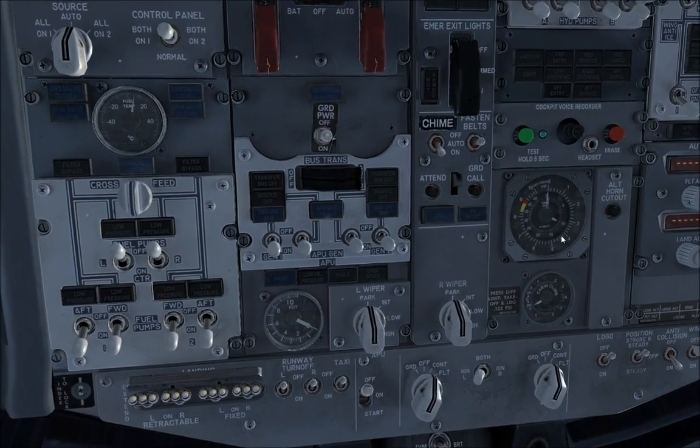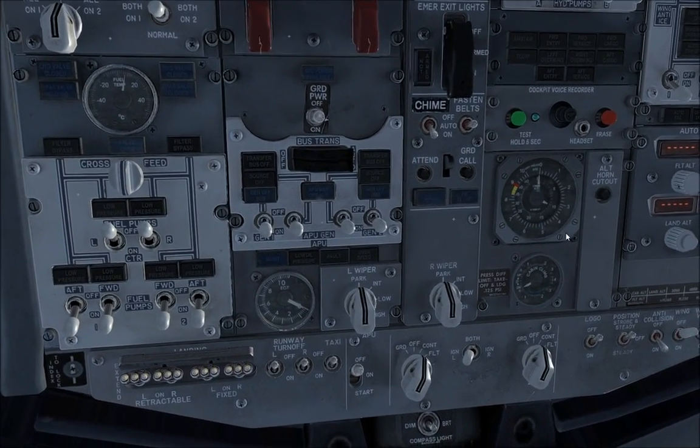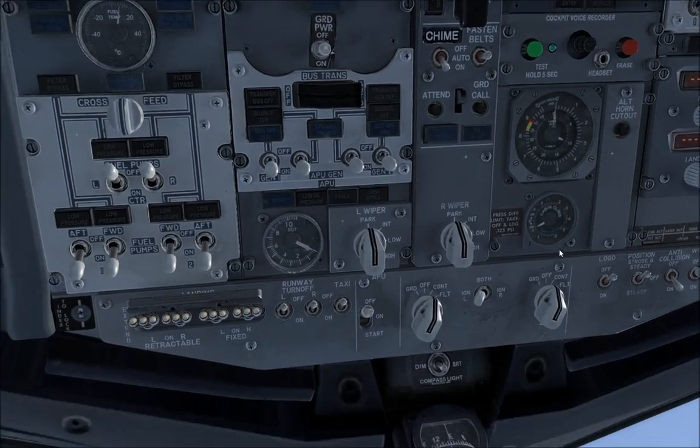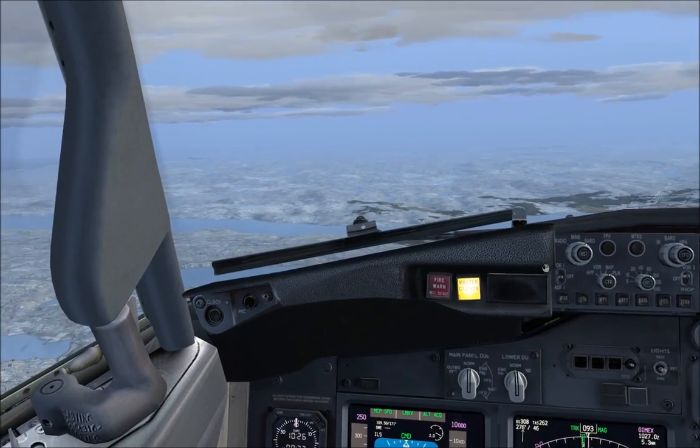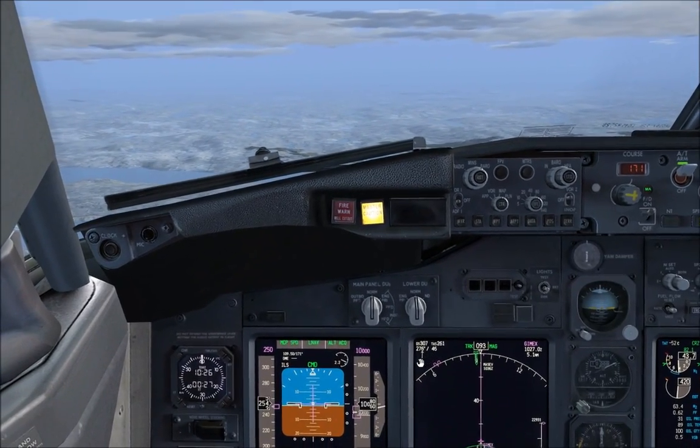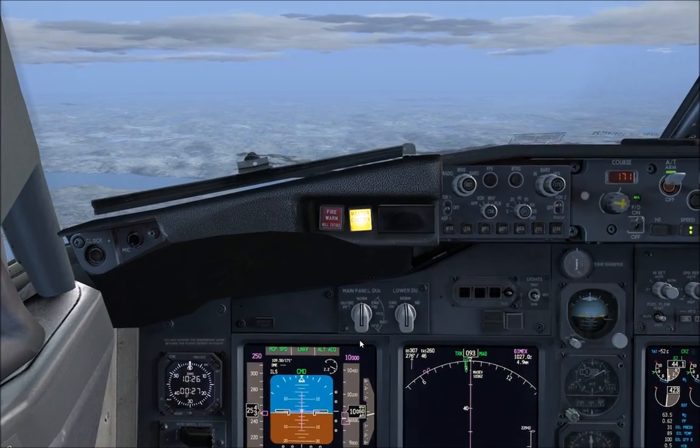As you can see, the cabin altitude is now at 10,000 feet as well, so we're in a safe region, and now we would need to talk to ATC and decide on our further plans, if we divert to an alternate or if we continue to our final destination.